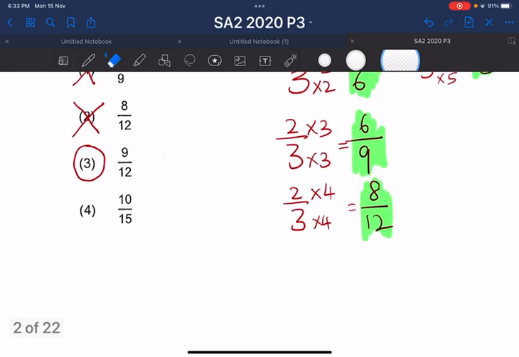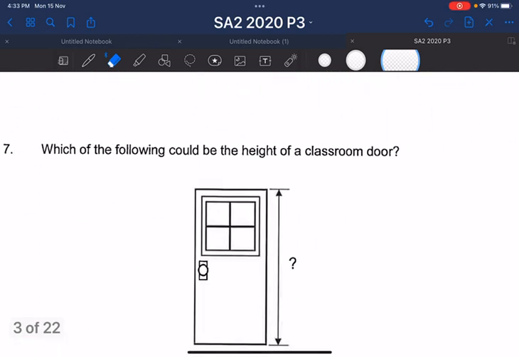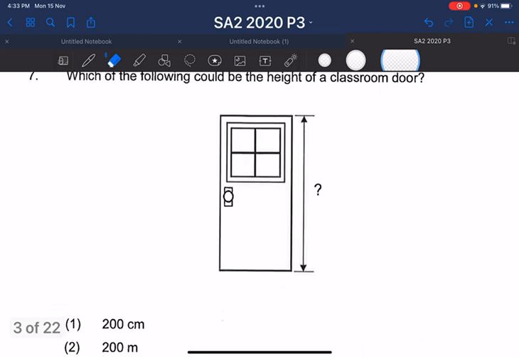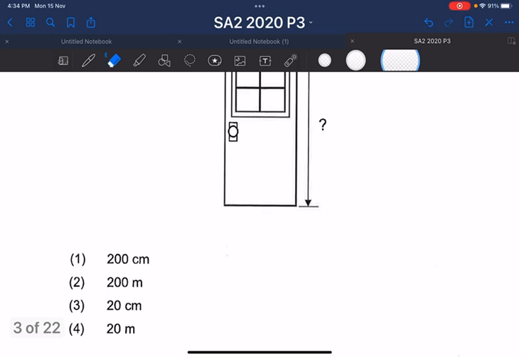Now we're going down to question number 7. What could be the height of a classroom door? Okay, now you have all seen our classroom door. Definitely taller than all of you here. Now, you also know that when it comes to COVID-19, we always ask you all to keep 1 meter apart. Right? Now 1 meter apart is really about 1 arm's length.